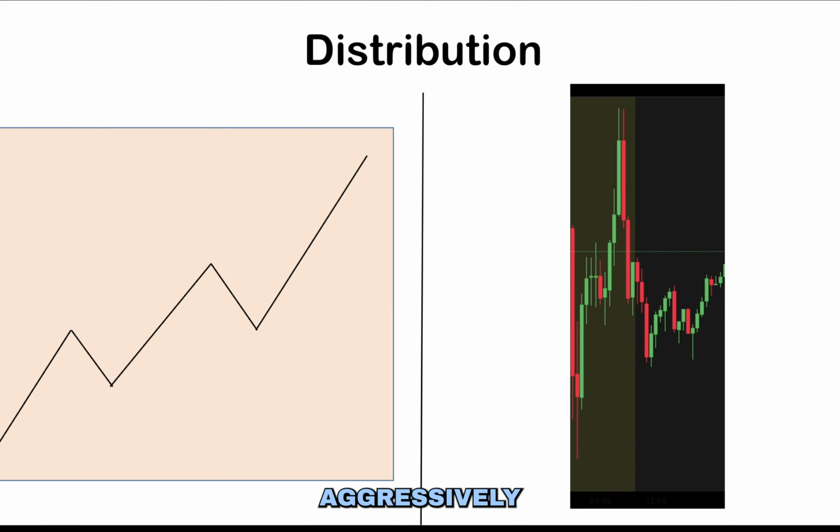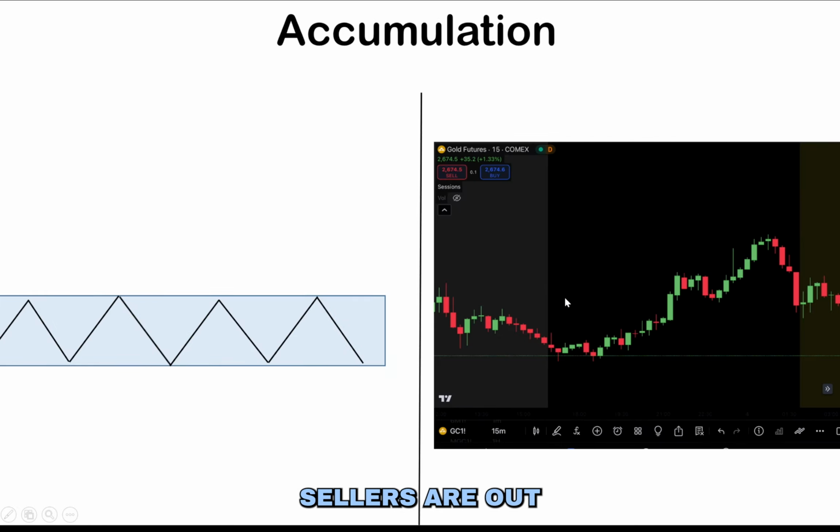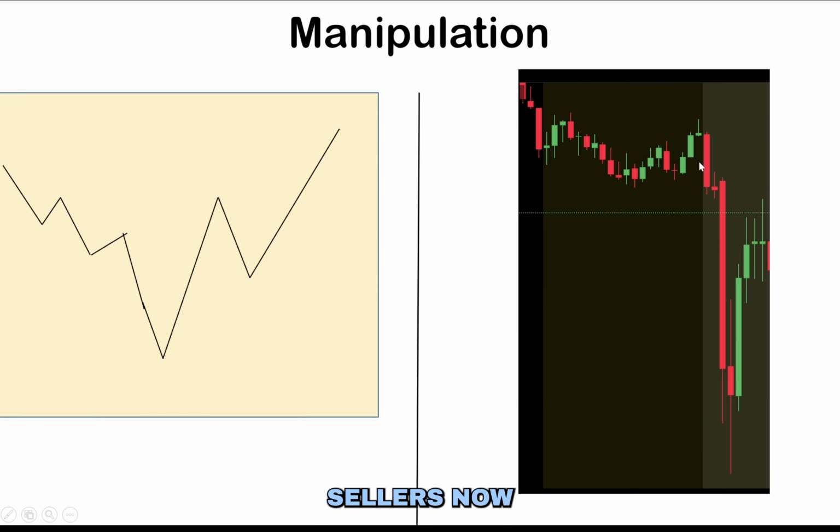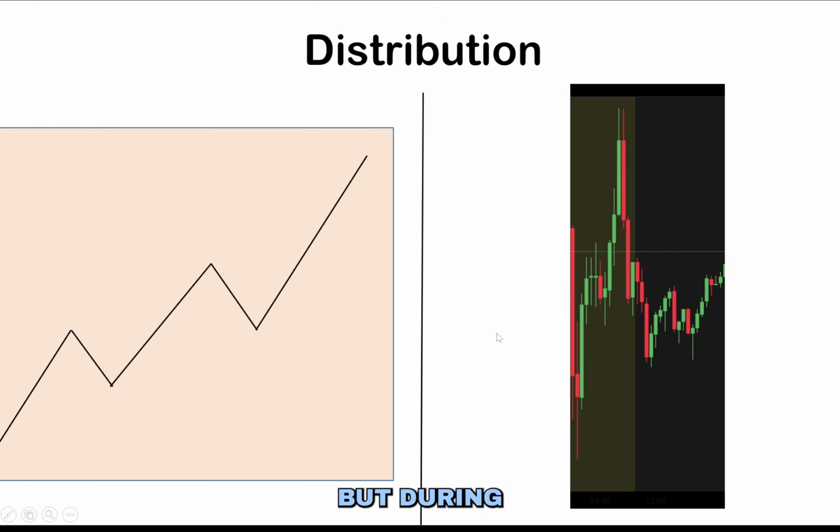And next, we have the final phase, distribution. During that distribution phase, we got all of these sellers out. These sellers who were inside of this big move probably think that price is going lower. They're like, oh, we're selling now, so we're going to get in too. But during that distribution phase, we see that price now reverses and goes in the direction that it wanted to go in the first place.